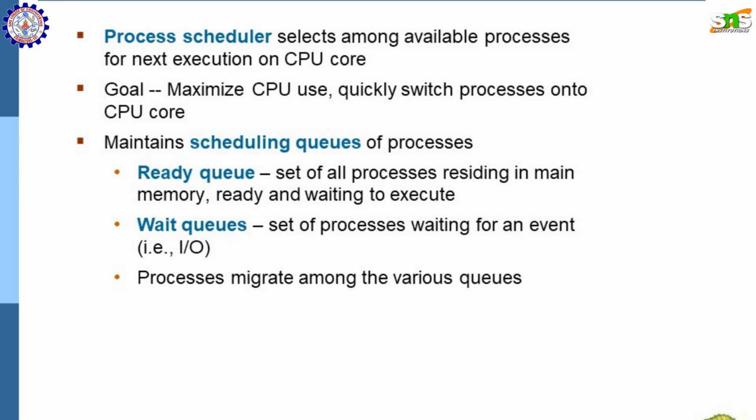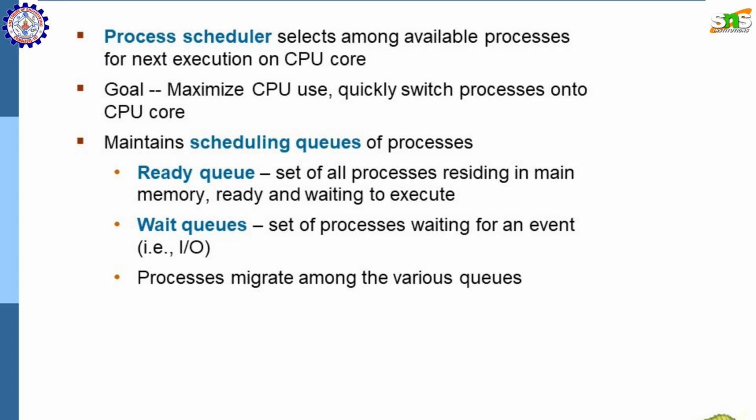Today, let us discuss process scheduling. The process scheduler selects among available processes for next execution on a CPU core. The goal of process scheduling is to maximize CPU usage and quickly switch processes onto the CPU core. These are the two main goals of process scheduling.